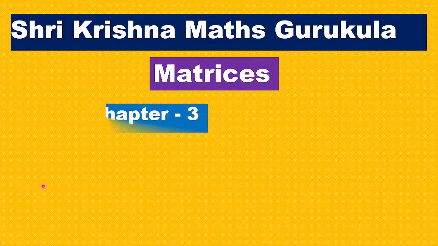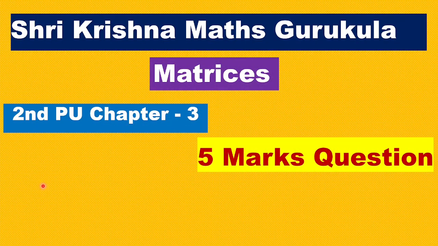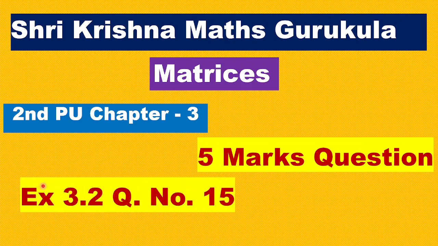Hi students, in this video we will be solving a possible 5-marker question from Matrices chapter. This is question number 15 from the exercise 3.2. In Karnataka PU board exam, in part D main, a 5-marker question appears from Matrices chapter, and this is one of the possible questions.